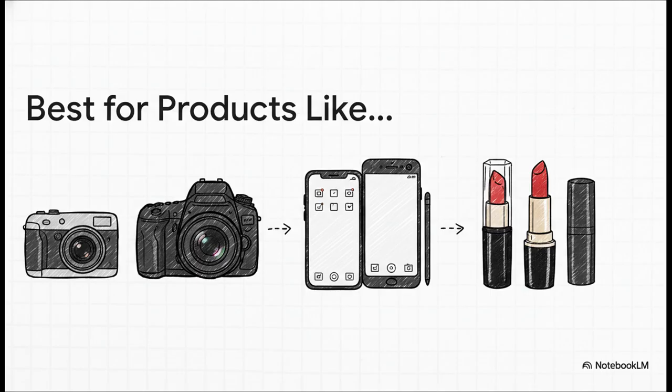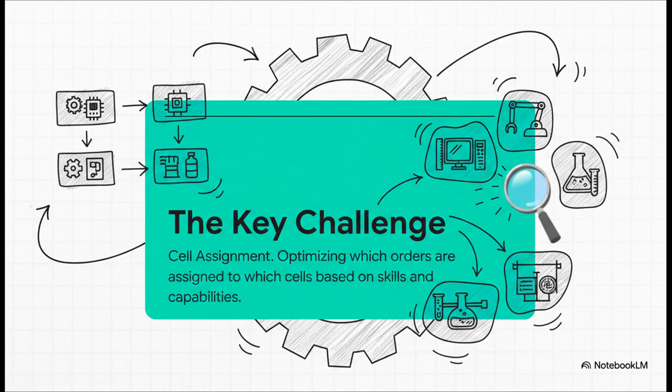They're similar enough to be made by one dedicated team, but just different enough that a super rigid assembly line wouldn't work very well. So the challenge here is a totally different kind of scheduling. It's about being a smart matchmaker, intelligently figuring out which orders get assigned to which cells based on what that cell is good at. The whole game is about optimizing that assignment to keep everything running as smoothly as possible.